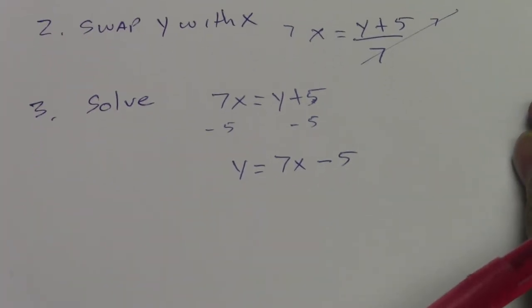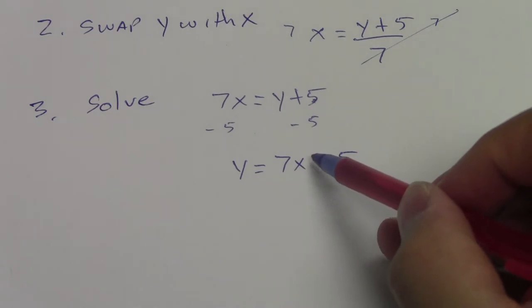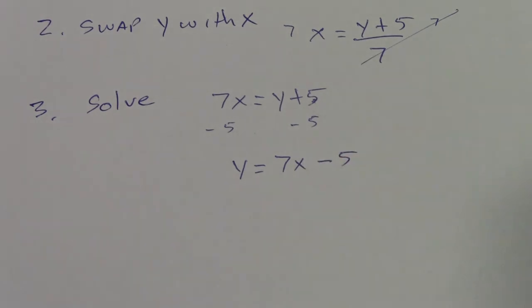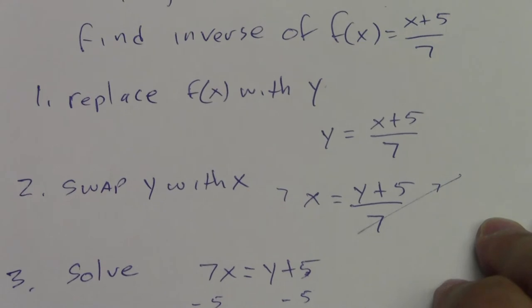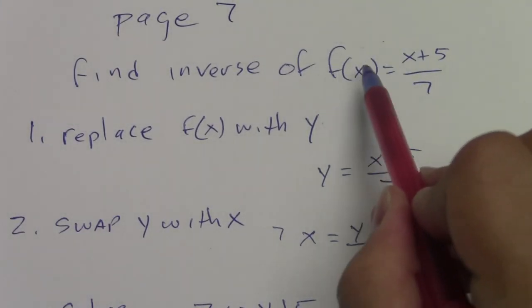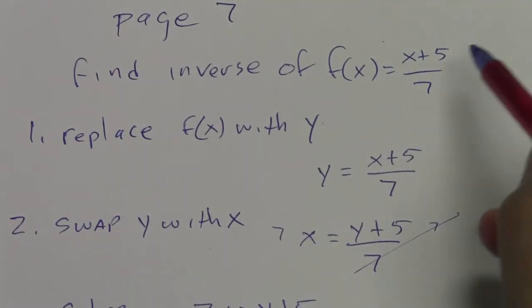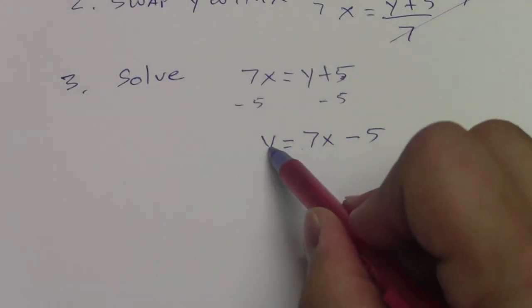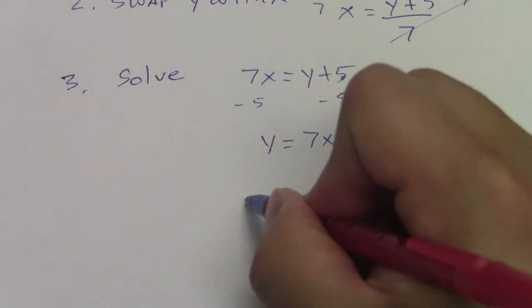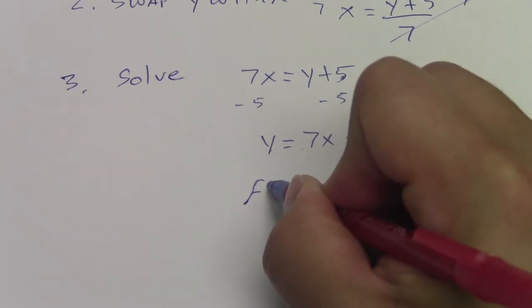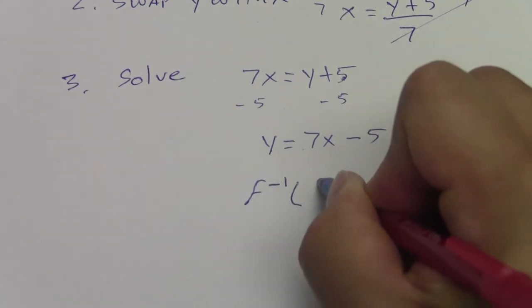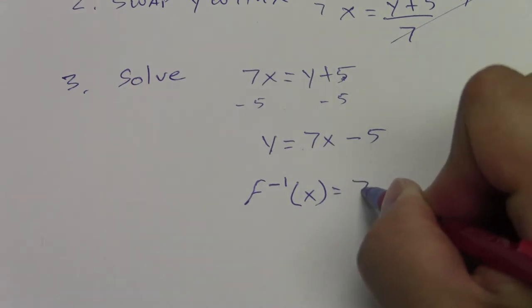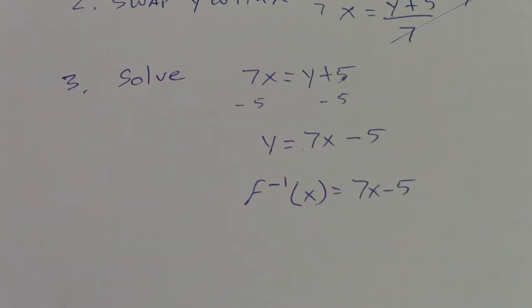Now what I have to do to make it an inverse is put it back into that f of x kind of notation, but I'm going to put a negative 1 instead. So I'm going to get rid of my y. I'm going to put f of negative 1 of x equals 7x minus 5. And that's how you do the inverse.